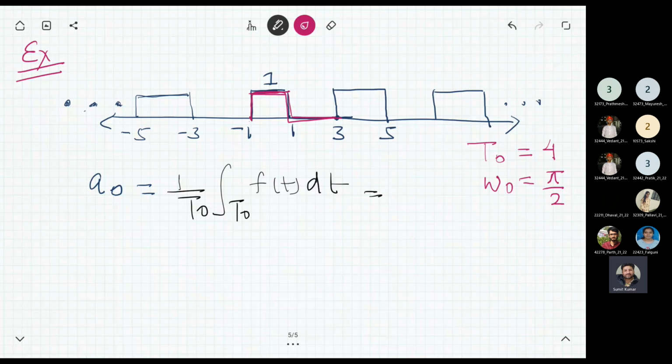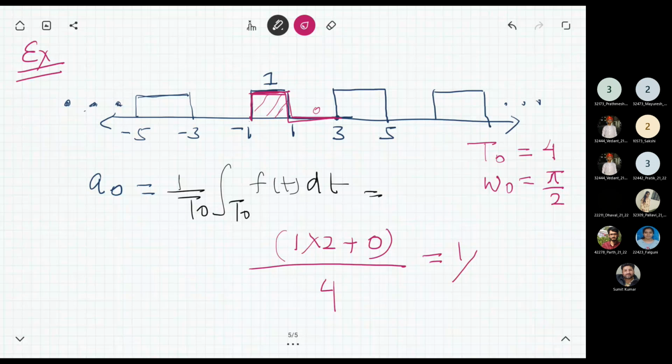So from here to here, how much is the area? It's in two parts. This part is anyway equal to 0, isn't it? So what will be the area of this part? What is the area of a rectangle? So 2. So this is 1 times 2 plus 0, and this is divided by the fundamental period. And what is the fundamental period? 4. So this is going to be 2 divided by 4, that is equal to half.